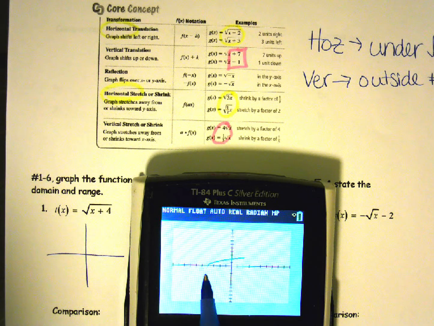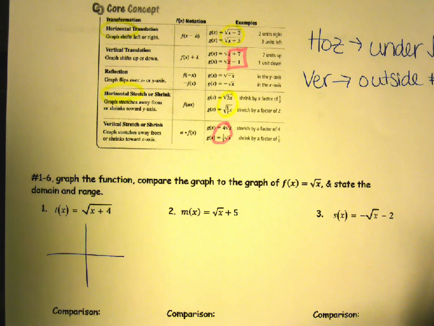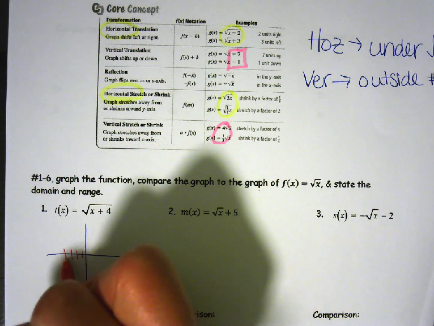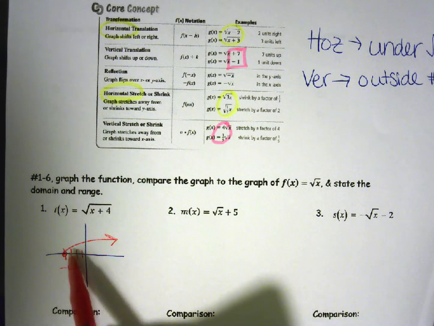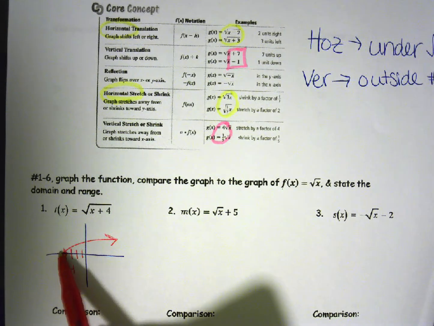So notice how it moved left 4. On my graph, I'm just going to go 1, 2, 3, 4. I'm going to put my dot, and then I'm going to curve it. Don't worry too much about this. Just make it a nice curve.